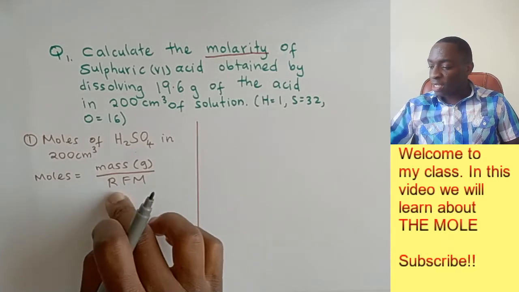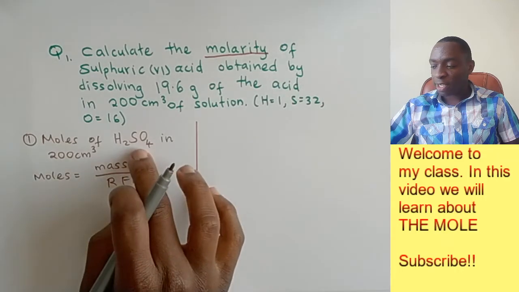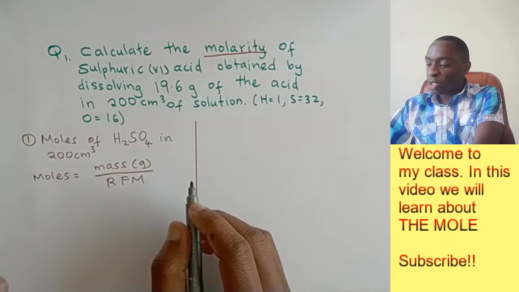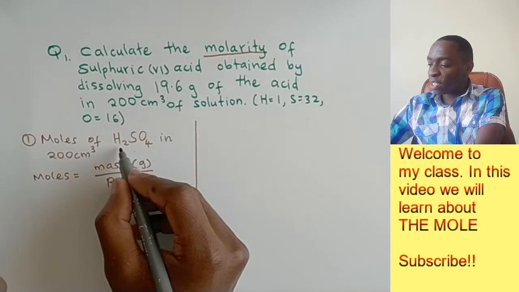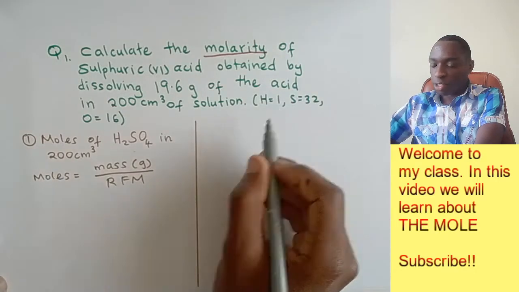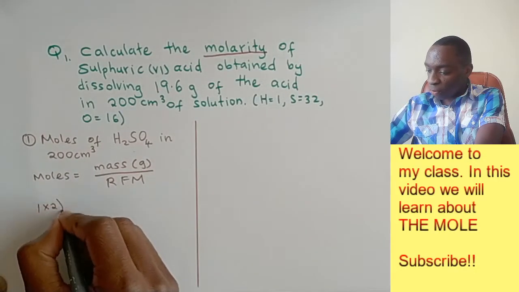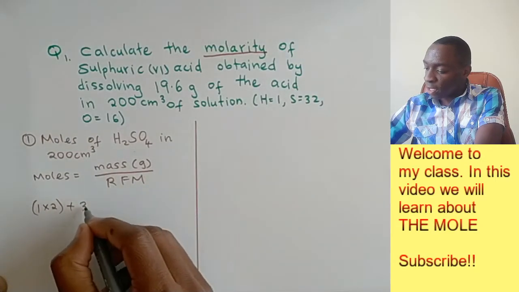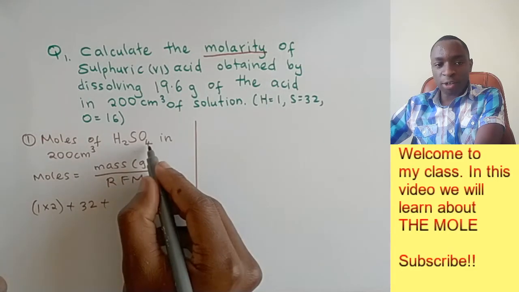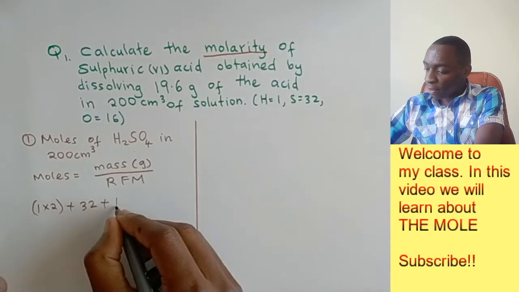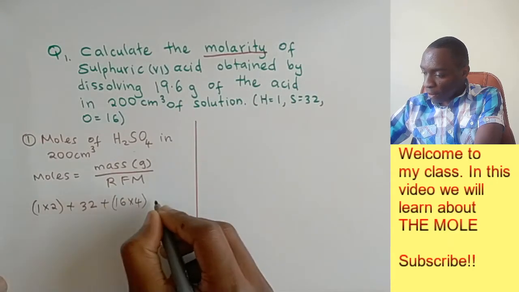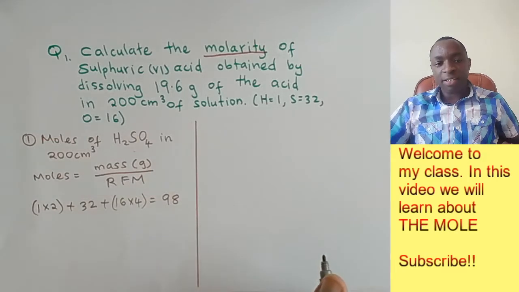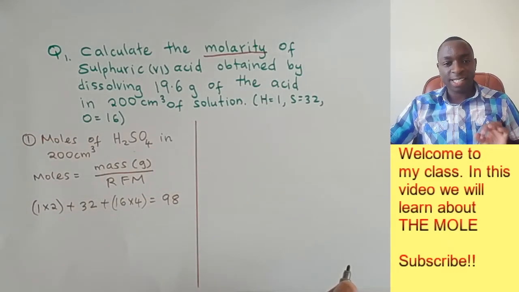Now how do you get the relative formula mass of sulfuric acid? We take the relative atomic masses and multiply them. Like the first one right here, we have 2 hydrogens and each of them is 1, so we say 1 times 2. Then we add the one for sulfur, which is 32. And then we add 4 oxygens, so we have 4 times 16. When you get the total here, it is going to be 98. So the relative formula mass of sulfuric acid is 98.